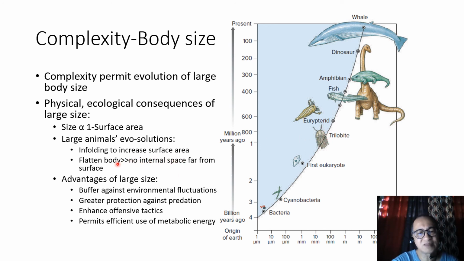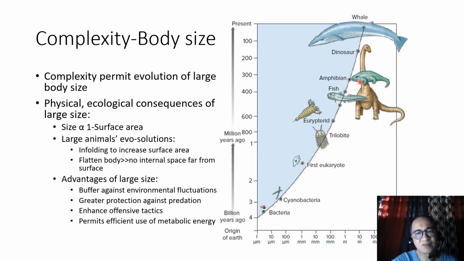near the body surfaces. The advantages of having a large size are that they have greater buffering against the environmental fluctuations because of the presence of highly specialized organs, which are formed by internal infoldings of the surfaces. So with internal organs, they are well protected against the drastic fluctuations of external conditions compared to smaller, simpler animals.